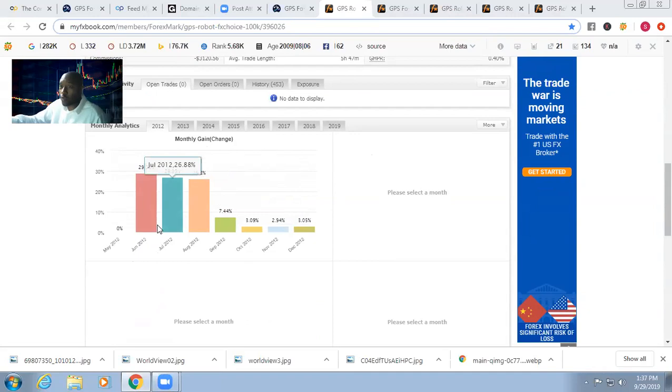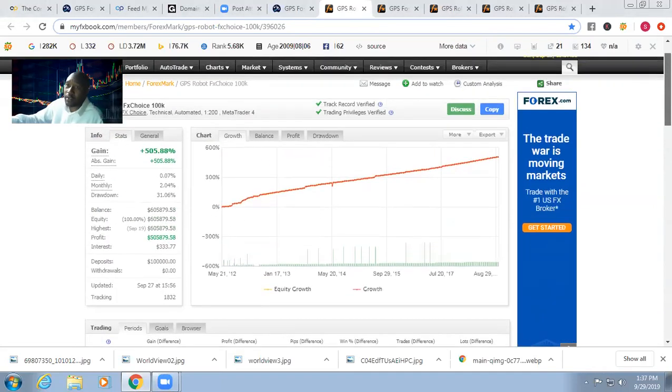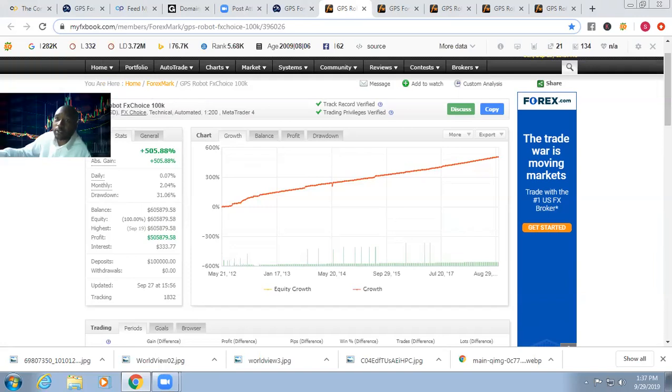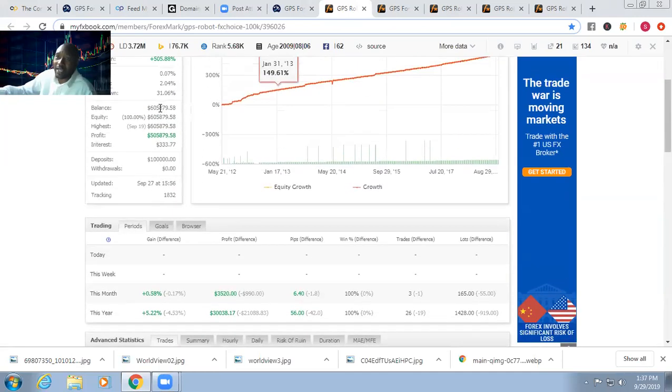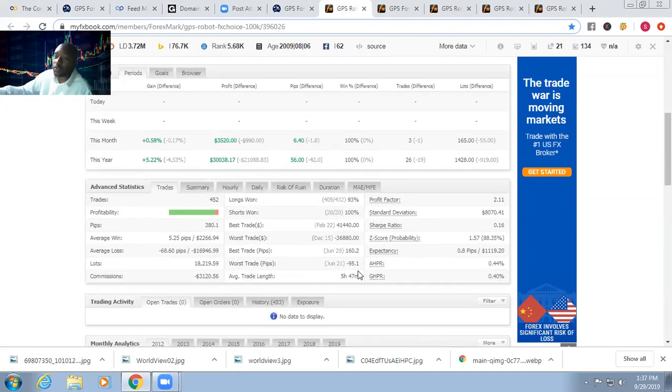I'm just going to click through here, and I'm going to show you this is proof, and it's on a live account. You can see it's on a real account. On this real money account, the balance is already at 600,000, and this is just one of the small accounts.